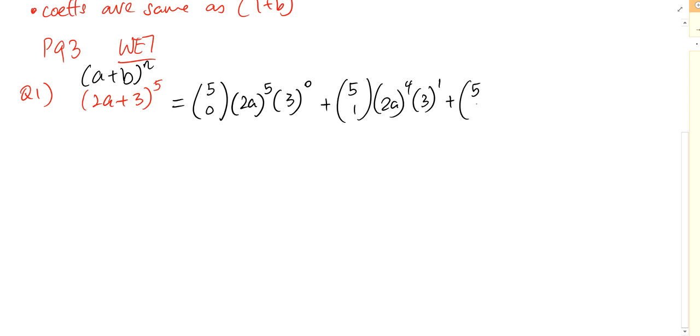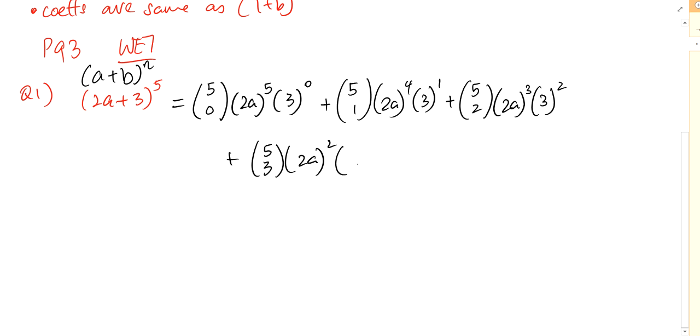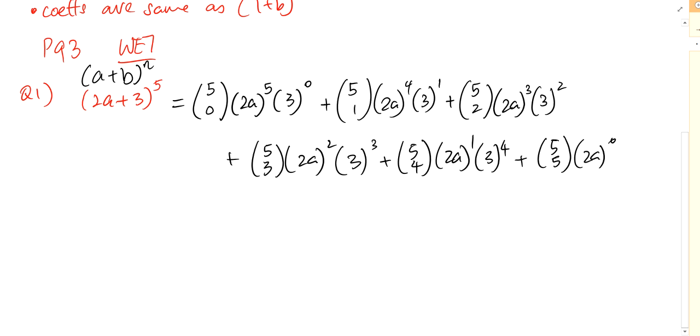Okay, next. 5 choose 2. 2a power 3. 3 power 2. Power add up give you? 5. Okay, no space. Continue. 5 choose 3. 2a power 2. And 3 power 3. 5 choose 4. 2a power 1, 3 power 4, plus 5 choose 5, 2a power 0, which we know is 1, okay? And the last term we have 3 to the power of 5.